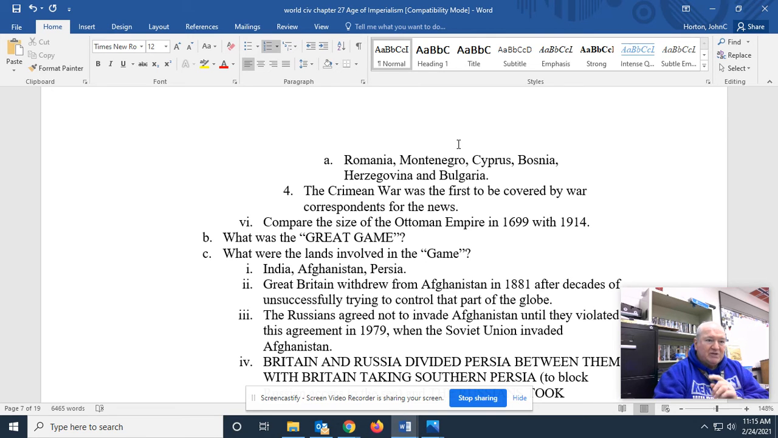The Crimean War was the first war to be covered by war correspondents for the news, first time. In many ways, yeah, the Crimean War was the first modern war. It's the first war where you see the influence of the Industrial Revolution. Lots of ships, lots of material made by industrial factories, war correspondence, those kind of things.